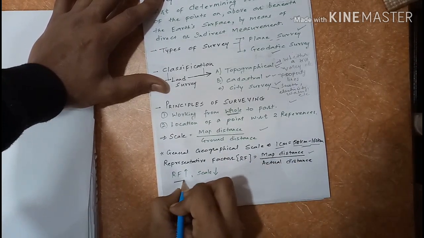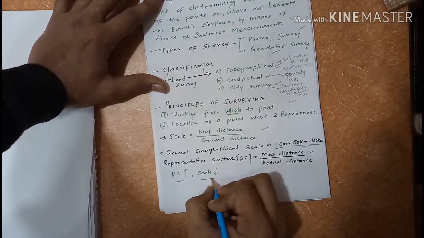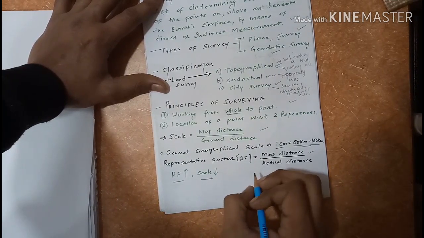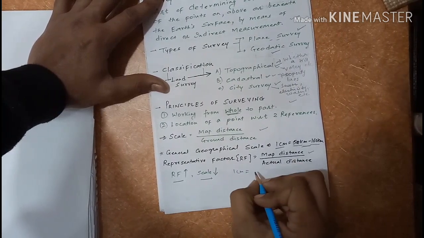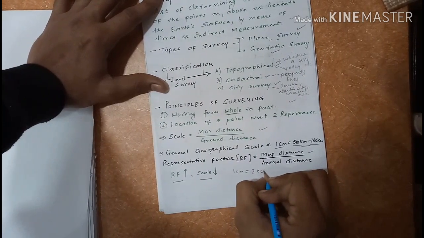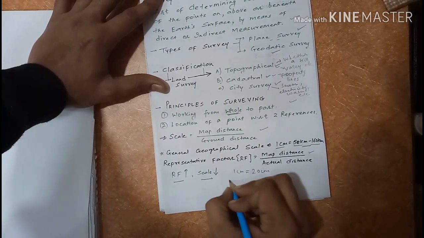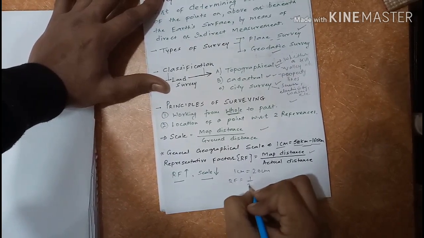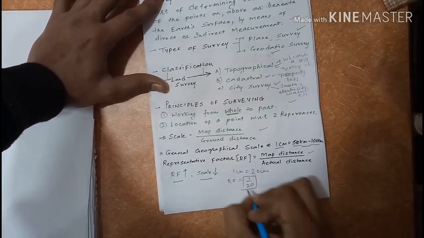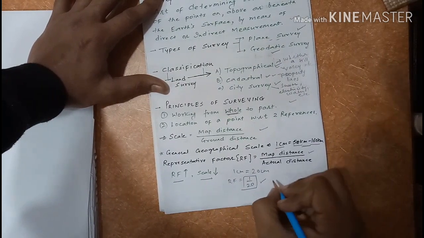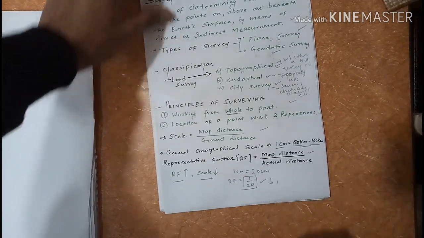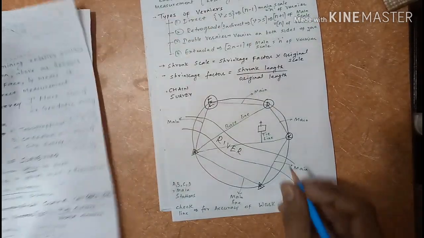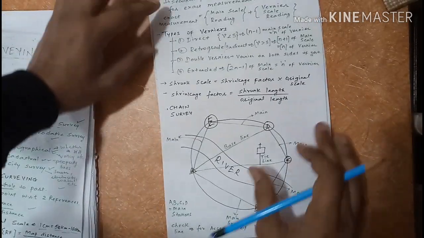Now, if RF is more, then the scale will be less. For example, suppose we have 1 centimeter equals 20 centimeters, so RF will be 1 by 20. If this value is low, then we will call it a bigger scale. So that's it. Now coming to the Vernier scale.